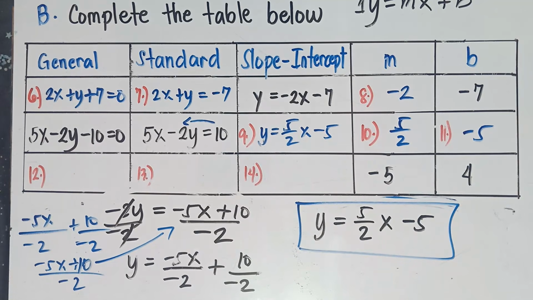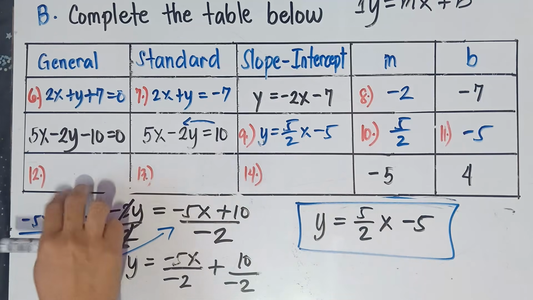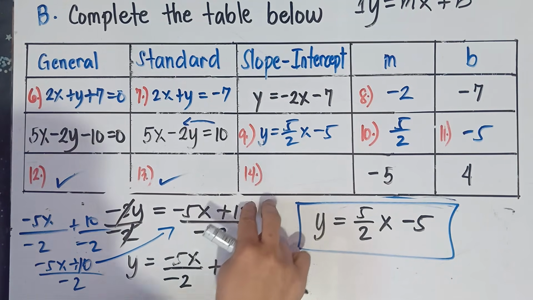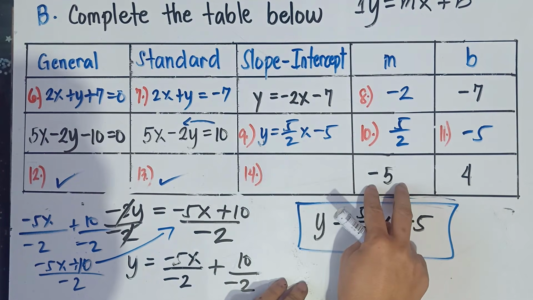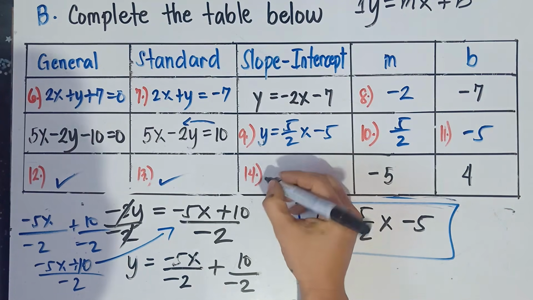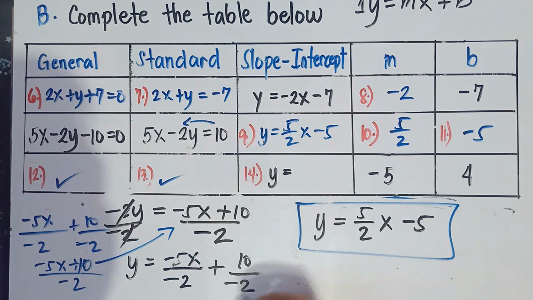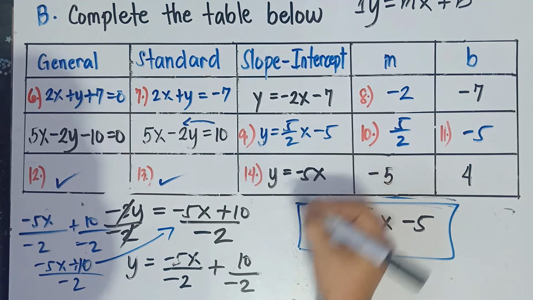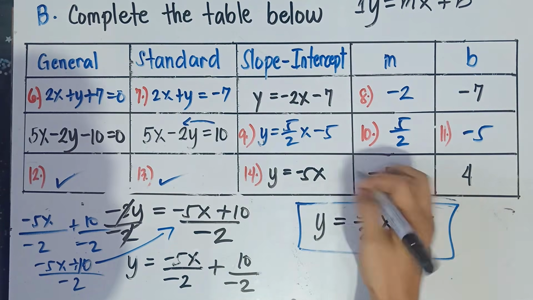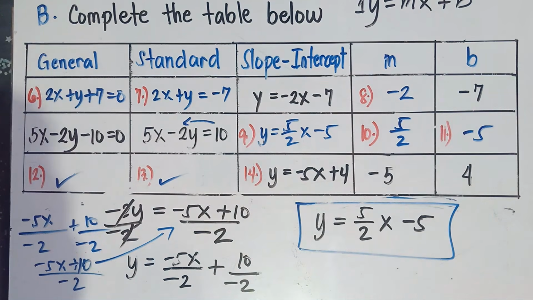Alright, so let me try number 14, class. And then you try number 12 and then 13. Alright, so the slope is negative 5 and the y-intercept is 4. So we can write this one very easily: y equals, copy the slope, negative 5, you put x, and then positive 4. That's it, class. Easy as that, with regards to number 14.